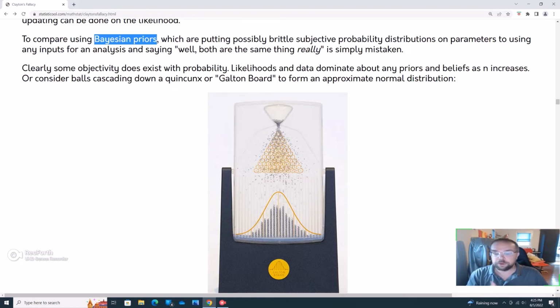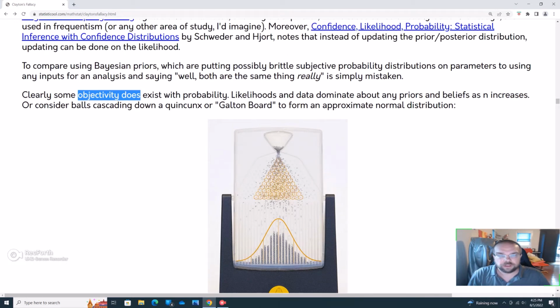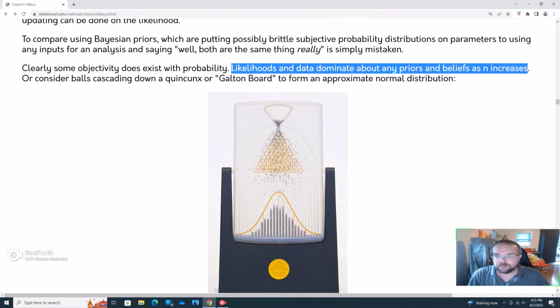Or if we could theoretically do a similar study and measure something under the same or similar experimental conditions, we would see things in general converge too. That's what I would say is more on the objective side of things. I would also say that your likelihoods and your data dominate any priors and beliefs as n increases. You have whatever beliefs and they're important, but is it probability? I'm not so sure. If more data wipes it out, then it's not really important in a sense, even though it matters more when you have less data, because your prior would dominate more. But as n increases, your beliefs get washed out, right?